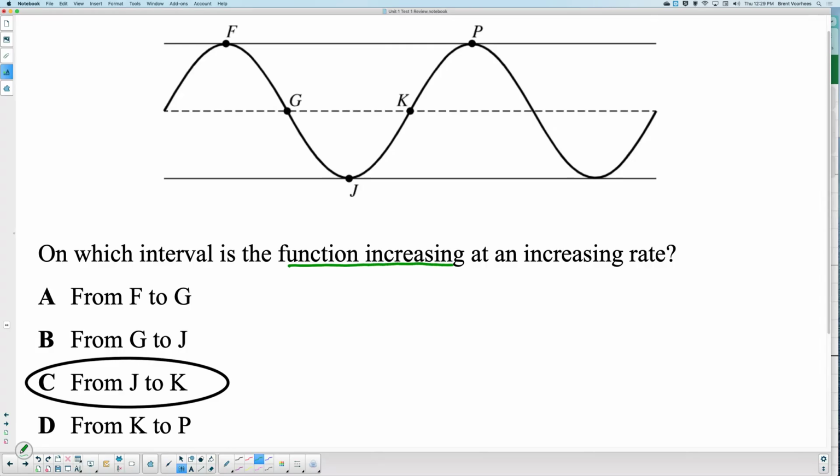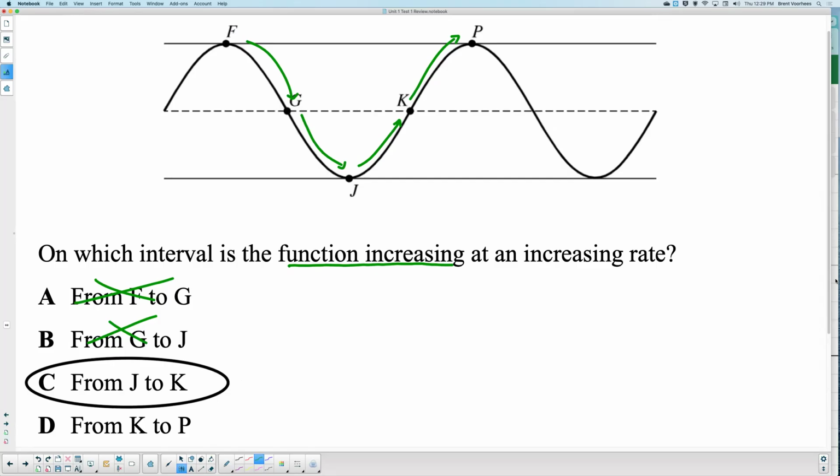What does it mean for the function to be increasing? The graph itself has to be going up. So what are we doing there? Down. What are we doing here? We're still going down. Those two are out. It has to be one of these two. These two do increase. That's increasing. That's also increasing. So it's one of those two.